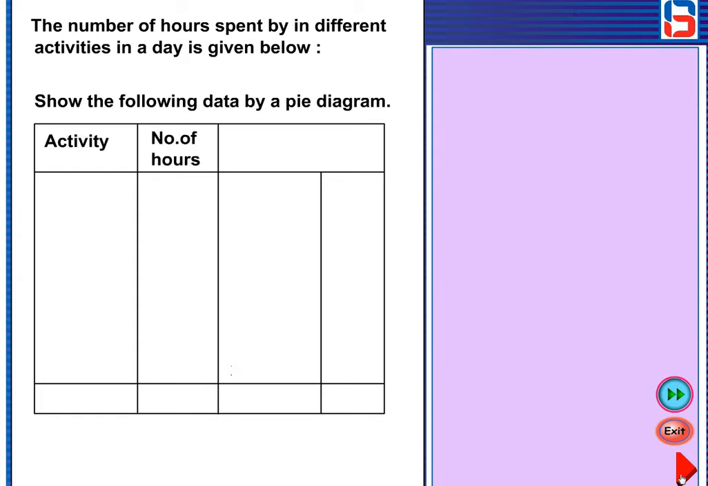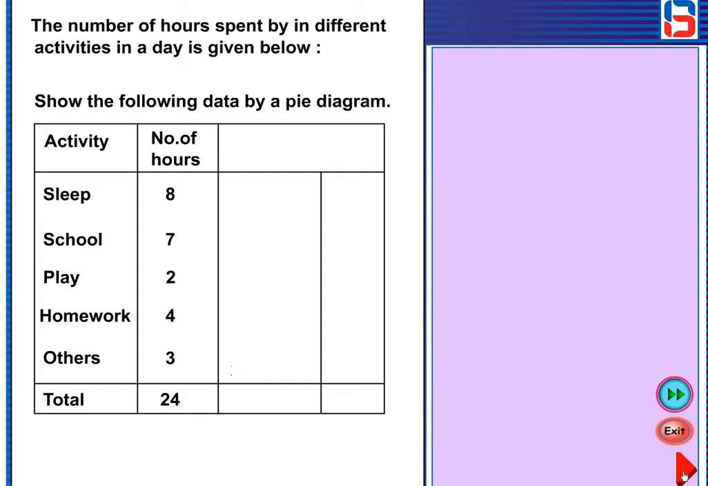Activity, number of hours: sleep 8 hours, school 7 hours, play 2 hours, homework 4 hours, others 3 hours. Total hours will be 24.